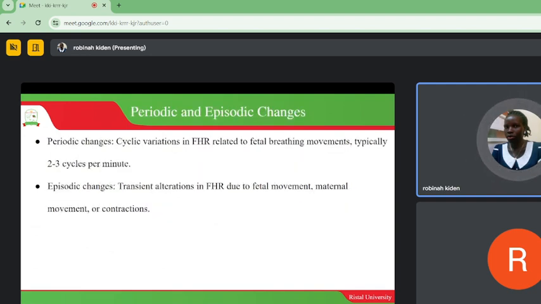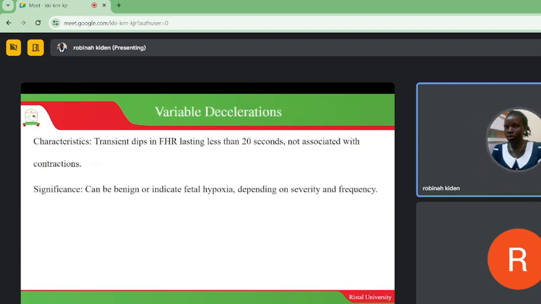Then periodic and episodic changes. Periodic changes are the cyclic variations in fetal heart rate related to fetal breathing movements, typically 2 to 3 cycles per minute. Then episodic changes are transient alterations in fetal heart rate due to fetal movements, maternal movement, or contraction. So this is what that simply means. It's self-explanatory. I may not need to put more words.